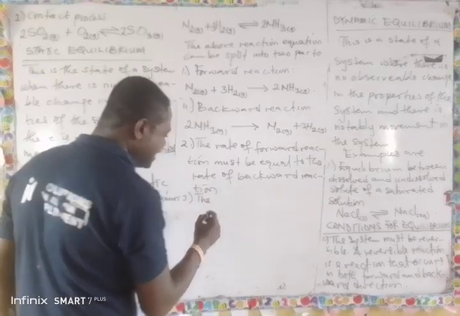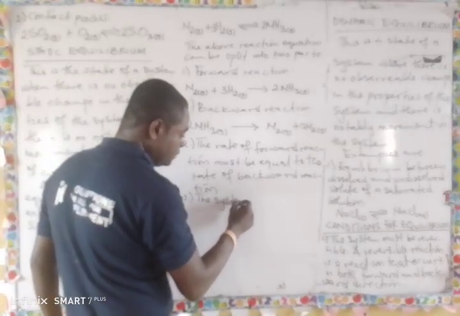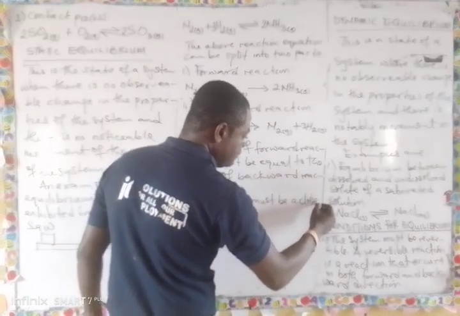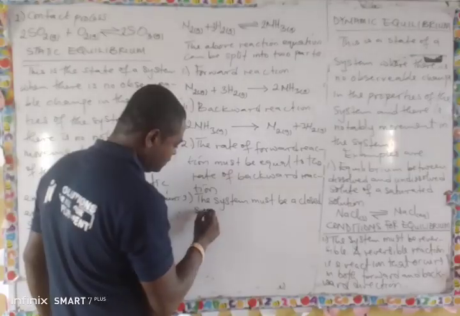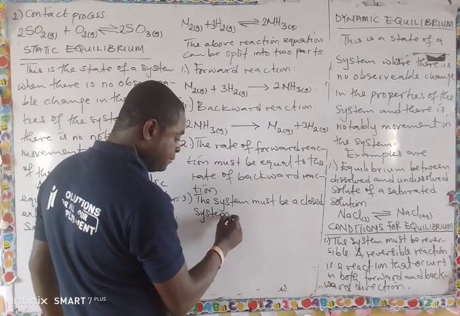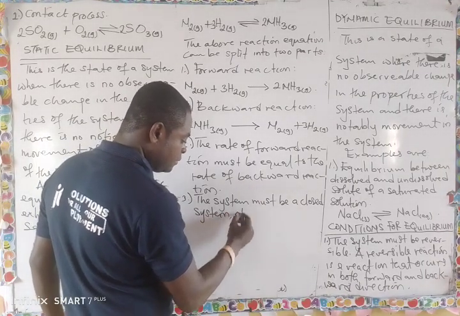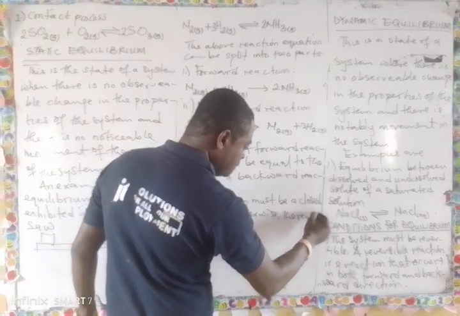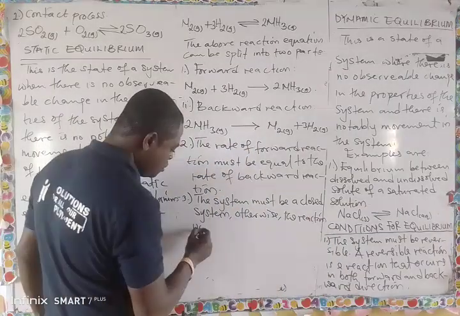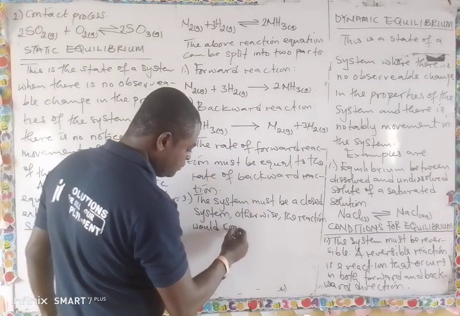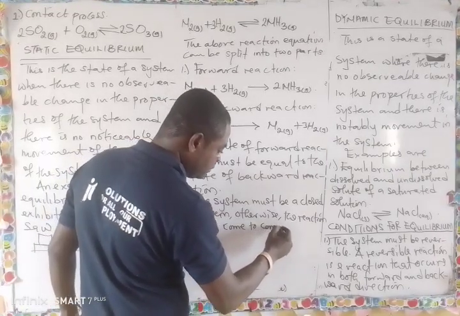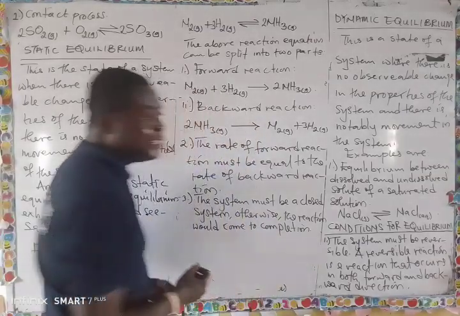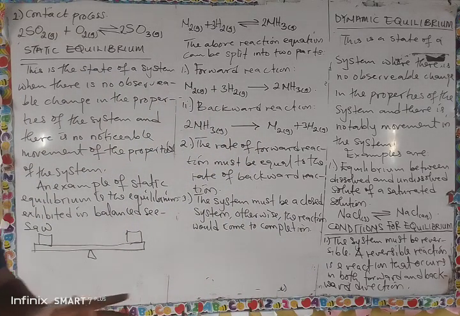Then, number three, the system must be a closed system. Must be a closed system. Otherwise, the reaction would come to completion. That's to tell you that any reaction that is at equilibrium does not end, it continues.